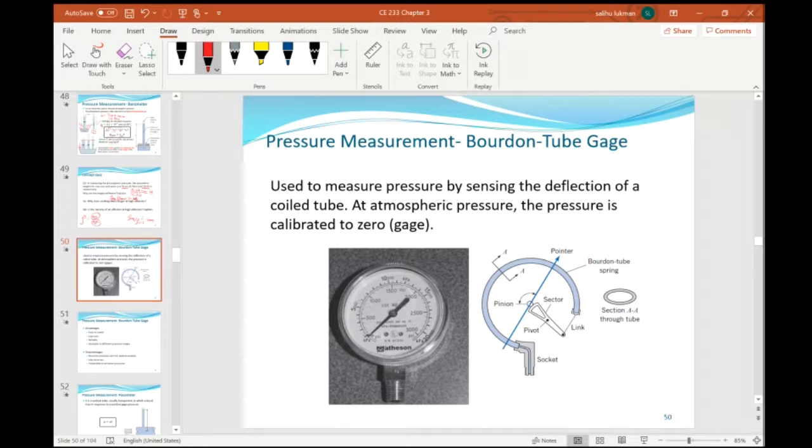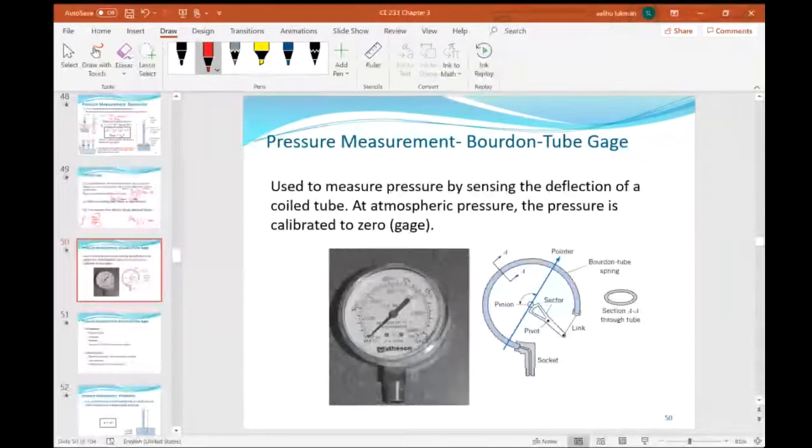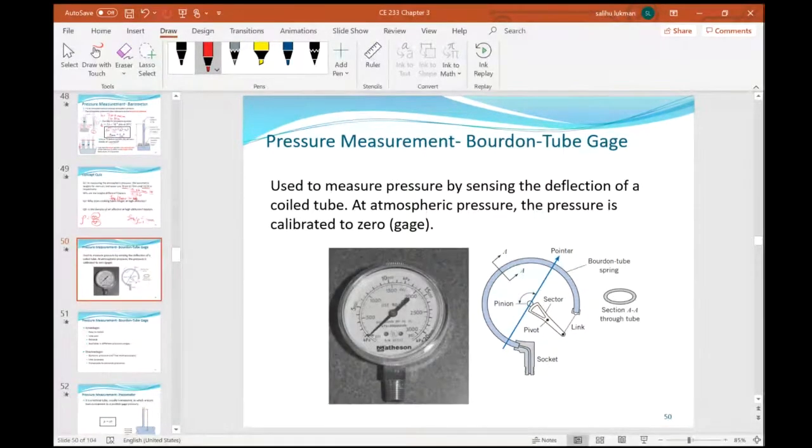Now, pressure measurement. We discussed the barometer, which is used for measuring the atmospheric pressure, and then we have the Bourdon tube gauge. This is used to measure pressure by sensing the deflection of a coiled tube. At atmospheric pressure, the gauge is calibrated to zero. This is similar to what we use to measure the pressure in our tires. I have it in my car, I don't know if you do. You have to put it on the valve so that it reads the pressure.